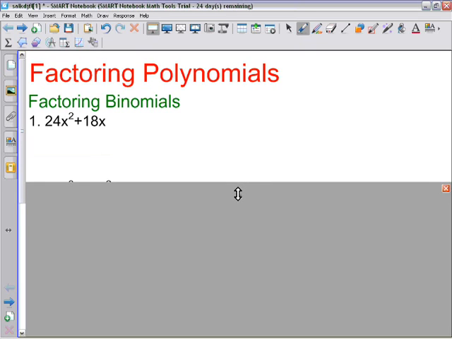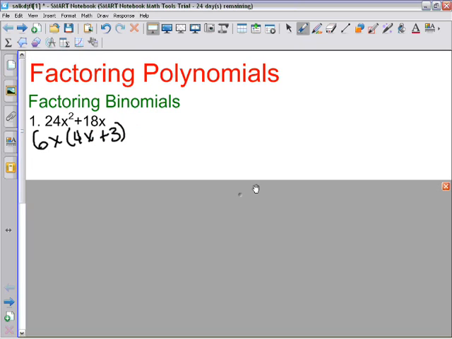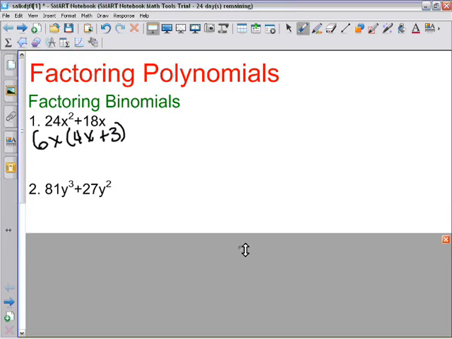24x squared plus 18x. The first step in factoring binomials is to find the greatest common factor. In this case, it's 6x. When you divide the greatest common factor out of the two terms, you get 4x plus 3. Let's go to the second problem.